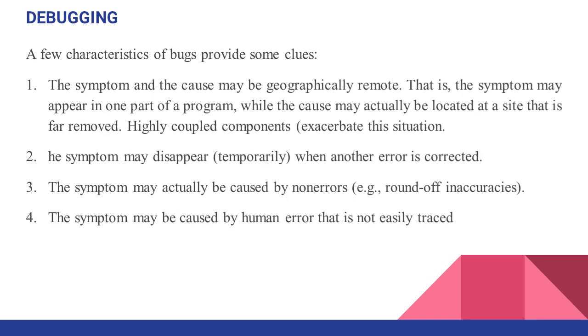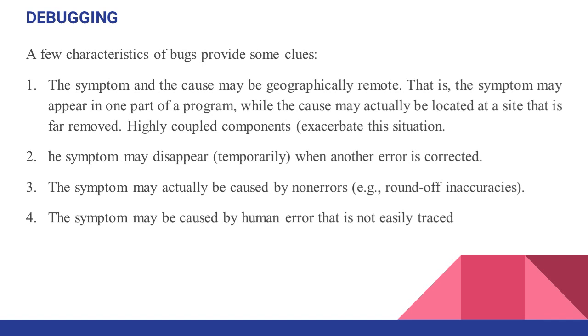Why is debugging so difficult? In all likelihood, human psychology has more to do with the answer than software technology. However, a few characteristics of bugs provide some clues. The symptom and the cause may be geographically remote, that is, the symptom may appear in one part of the program while the cause may actually be located at a site that is far removed. Highly coupled components exacerbate this situation.